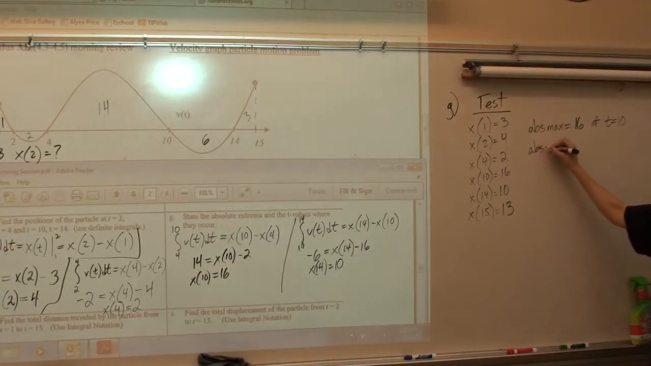What's our absolute min? 2. Where does that occur? At t equals 4. So that's it for that. The hardest part is finding all of these. That's from part F.